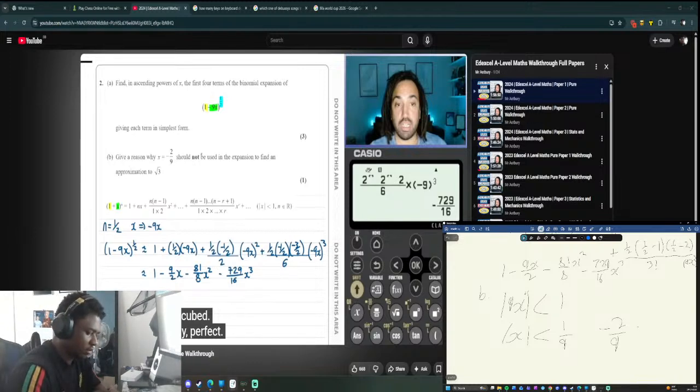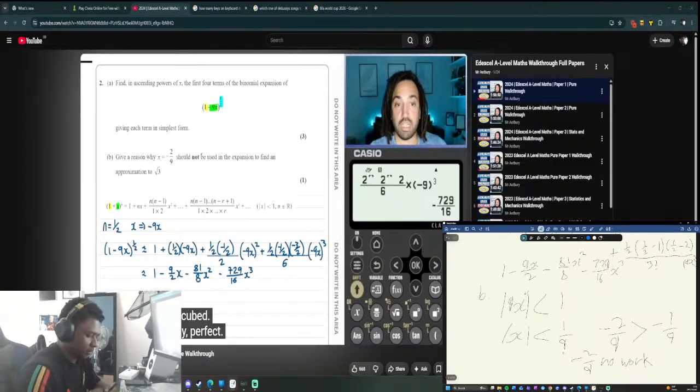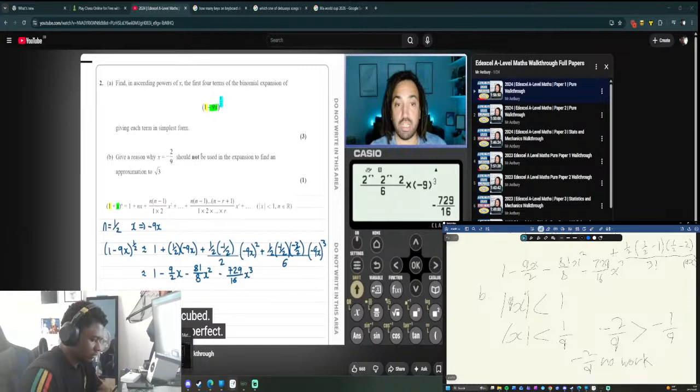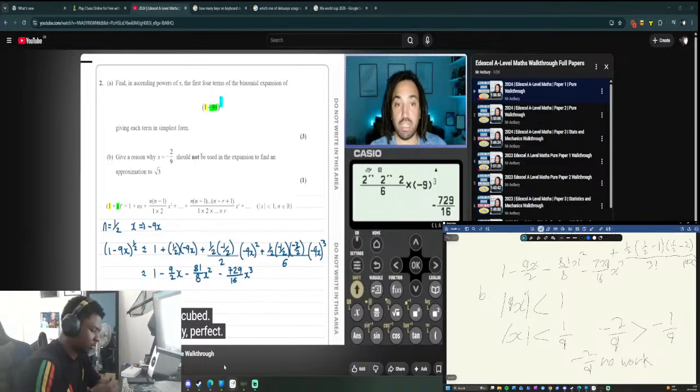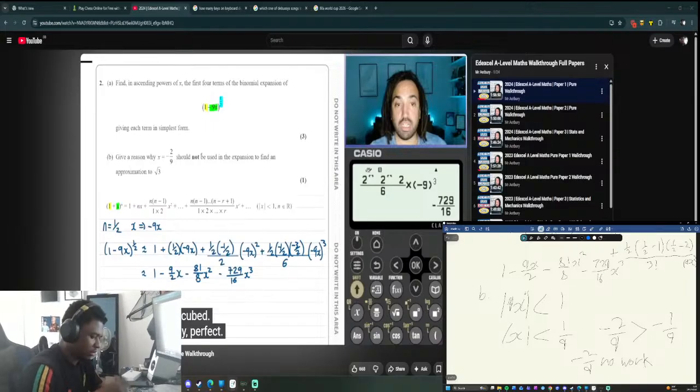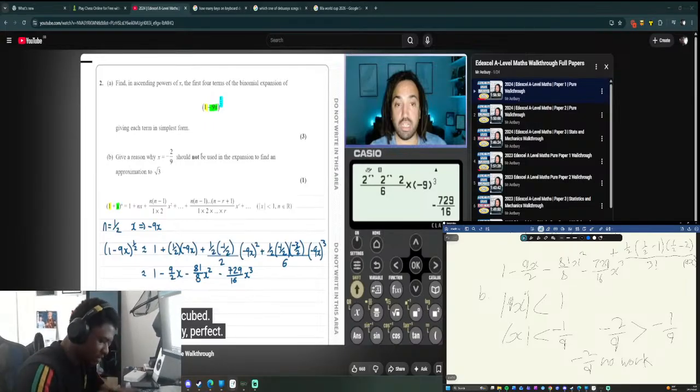-2/9 bigger than -1/9. -2/9 no work. Right? Yeah, do that part right. I'm being dumb again. It's minus. Oh my days. So it's -1/9. Has to be smaller than -1/9.